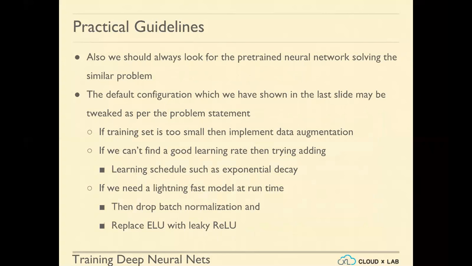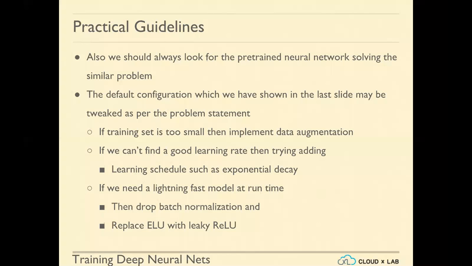Because in machine learning, there are going to be various levels of expertise that you will gather. Initially, you will just use the API, then you will use somebody else's model and out-of-the-box things. Then you will start to optimize and learn how to overfit, and how to avoid overfitting and underfitting. So always look for a pre-trained model if possible. If not, and if the data is less, try data augmentation. The default configuration, which we have shown in the last slide, may be tweaked as per the problem statement.